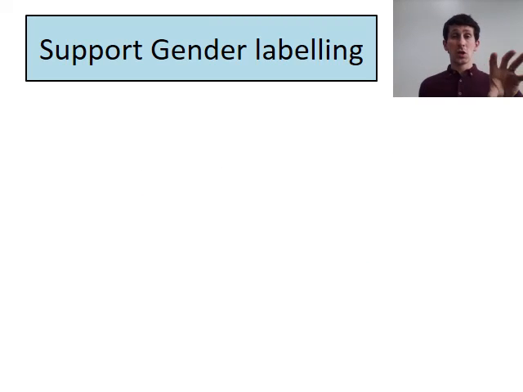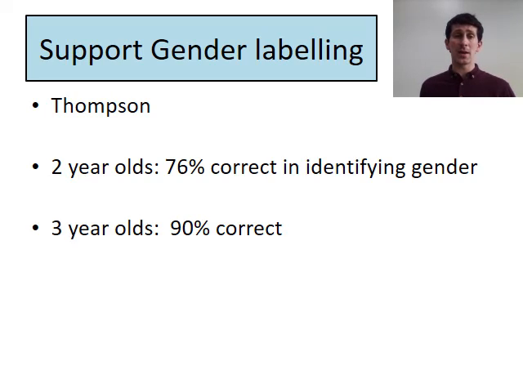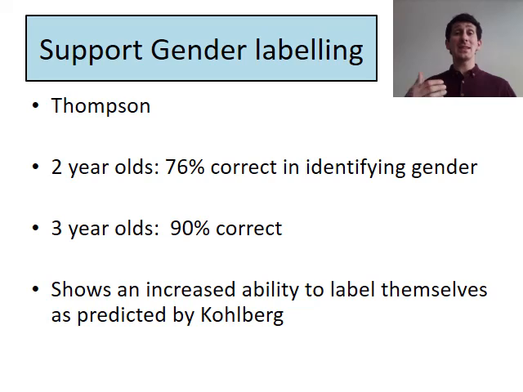So the first thing we're going to do is look at a study to support each stage of Kohlberg's theory. And the first one was conducted by Thompson, who found that 2-year-olds were 76% correct in identifying their own gender, whereas 3-year-olds were 90% correct in identifying their gender. So this shows that there is an increased ability of children to label themselves, as predicted by Kohlberg's theory. So again, this will go on to support his theory because it shows children have a sophisticated understanding the older they get.